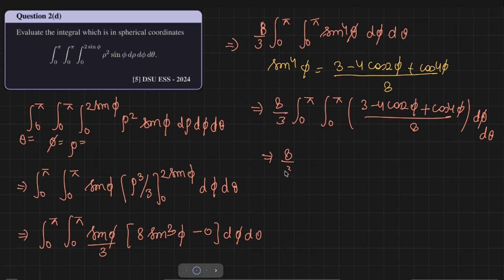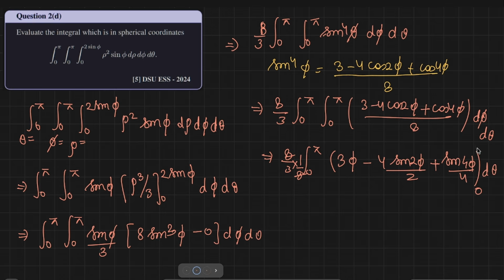You will solve it, it is 8 by 3, 0 to pi. When you solve this from here, what you get, because it is cos 2 phi and cos 4 phi, divided by 8. One more thing is the 1 by 3. So what will it be? 3 phi minus 4 sine 2 phi divided by 2 plus sine 4 phi divided by 4. And that 8 I can write outside. This 8 and this 8 will get cancelled, and this is d theta.